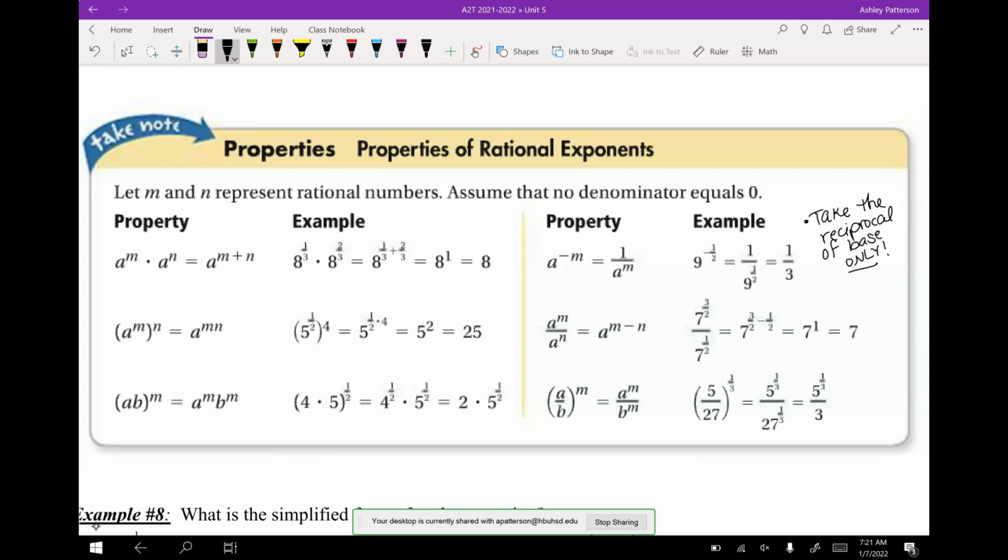So notice we're going to add their exponents. We're going to raise a power to a power. All of these properties are still the same. The only difference is now we have one more thing to think about with the fractions. What is any base raised to the 0 power? 1. Yes. It's not 0, as much as we'd like to say that.